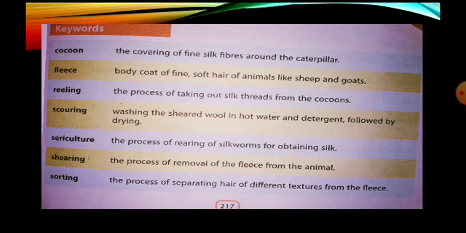Then reeling: the process of taking out silk threads from the cocoon. The process of taking out silk thread from the cocoon is called reeling.